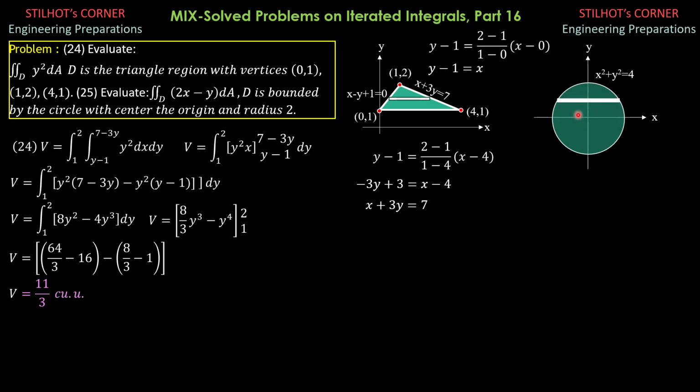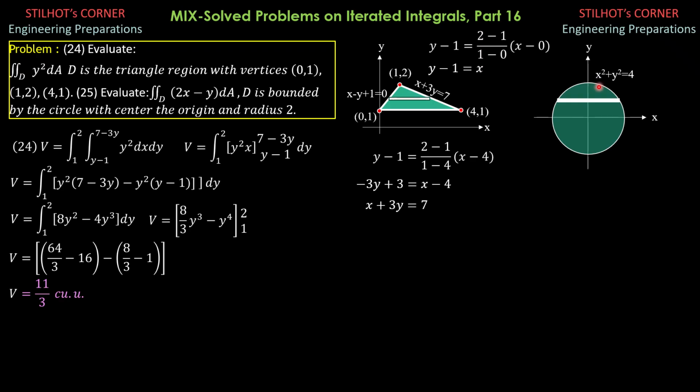So the equation of the circle with center at the origin is x squared plus y squared equals radius squared, or in general (x minus h) squared plus (y minus k) squared equals 2 squared, so equals 4. H and k would be 0, 0 at the origin. So if I make this the inner strip, then the outer limit should be from negative 2, because the radius is 2, to positive 2.